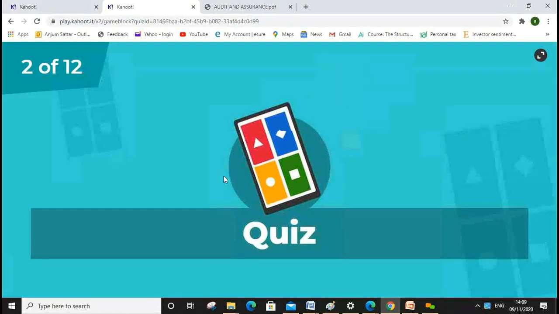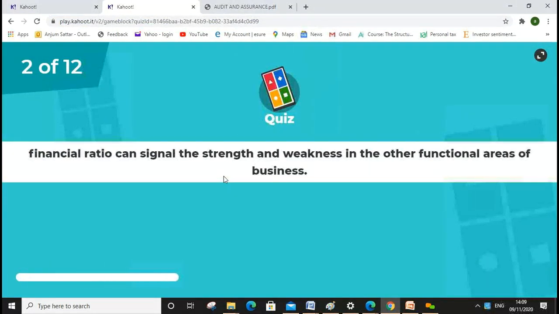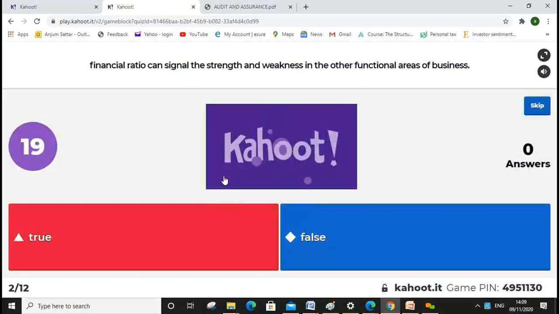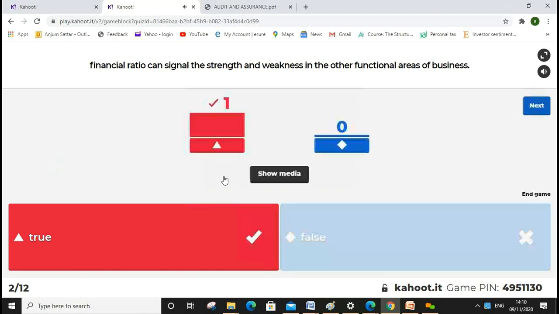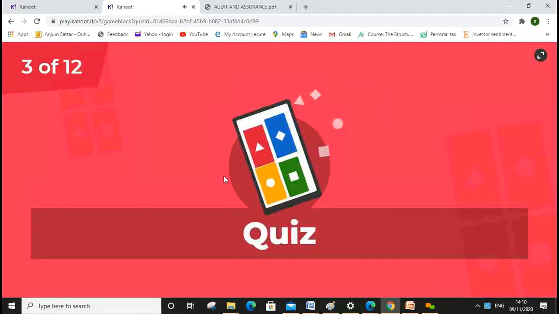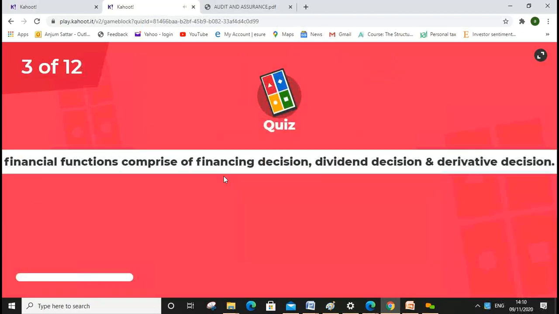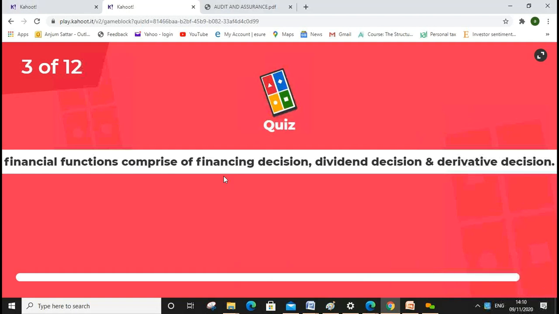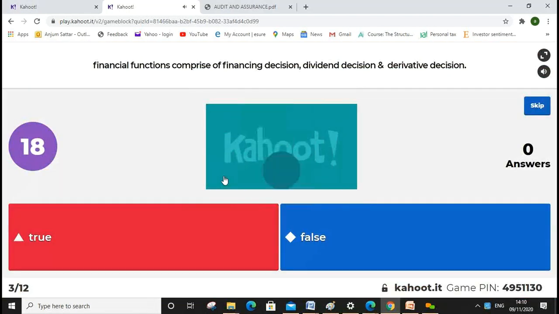Next, financial ratios is a strength and weakness of other functional areas of the organization. Is it true or false? Okay, good. Okay, next. Functional area comprises the financial decision, dividend and derivative decisions. Yes, this can be part of the audit.